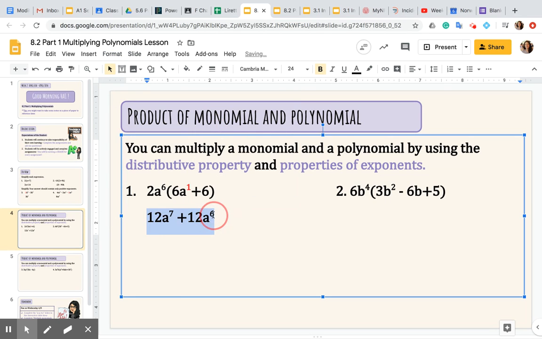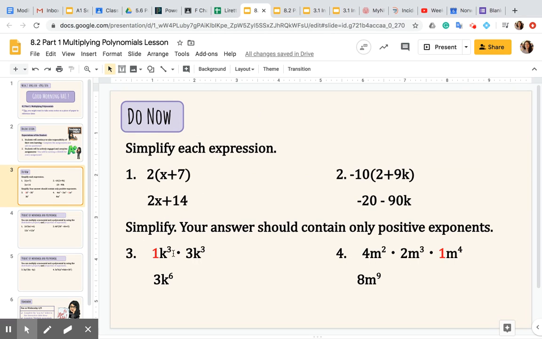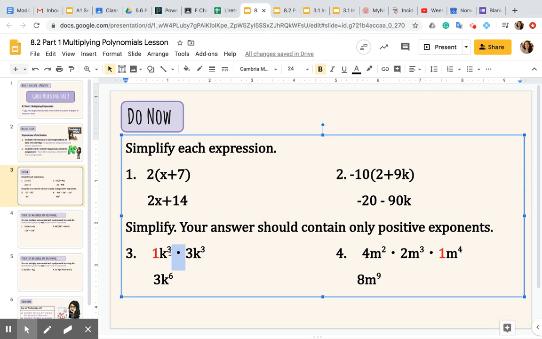Now I can't combine these, right? I can't add these and say that this is 24 a to the power 13. Some of you were trying to do that in the last homework assignment, where you had a plus or a minus sign in between two terms and you were trying to use properties of exponents on this stuff. You can only use properties of exponents when you're multiplying.